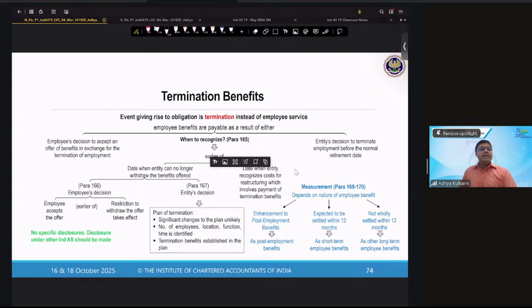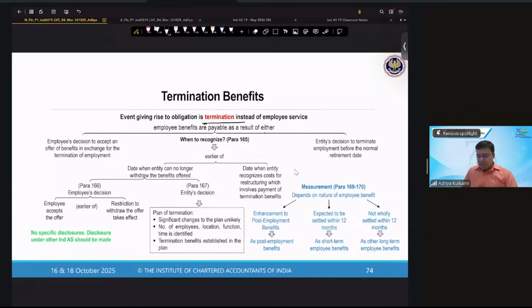Here, the obligating event is not employee giving services. Obligating event is employee getting terminated. So the termination is your obligating event, not service provision. So this will not crystallize when employee is serving. This will crystallize when employer has terminated, when termination is given. So when do I recognize? So event giving rise is termination instead of employee services.